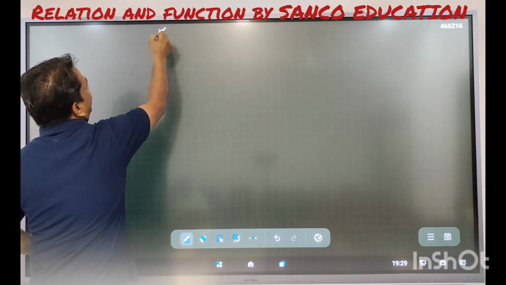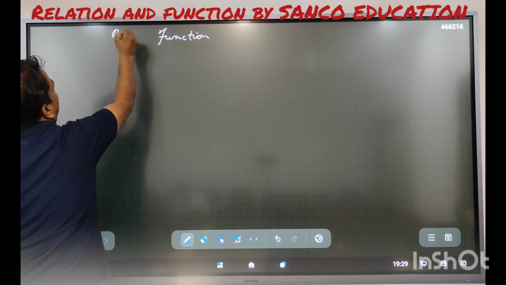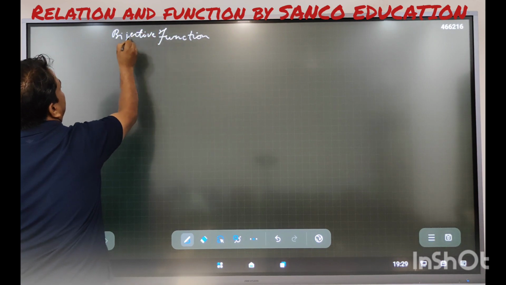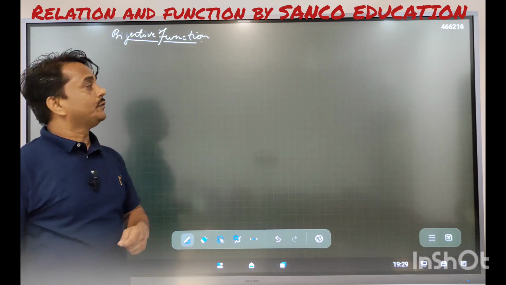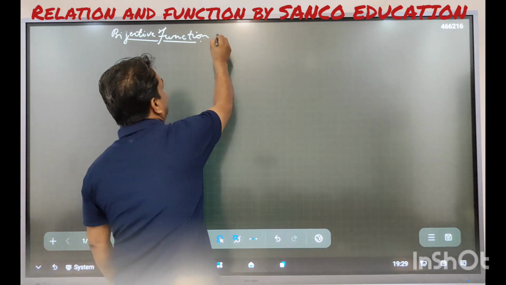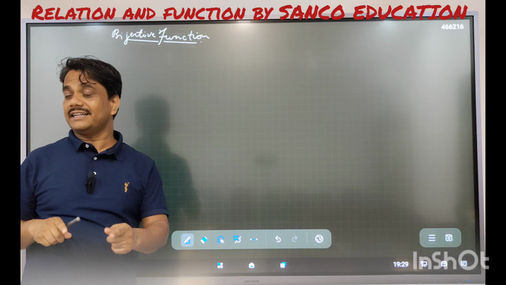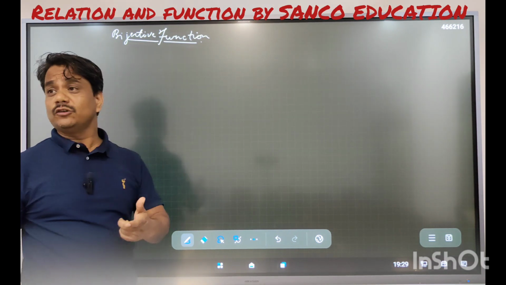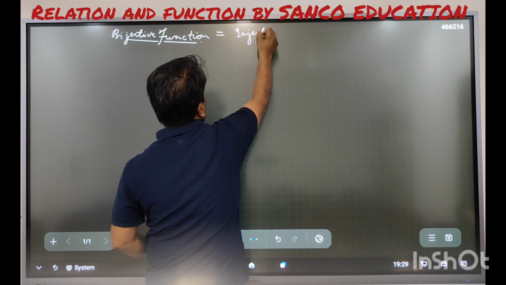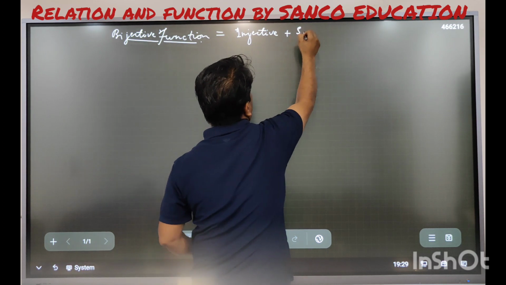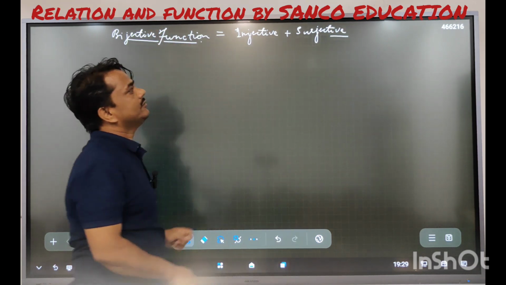Now next, the second topic, that is function, we are discussing. Bijective function. Your content of the 12th class is bijective function. So which function is said to be a bijective function? A function which is one-one and onto, that is, injective plus surjective. Here you will write: injective plus surjective is equal to bijective.